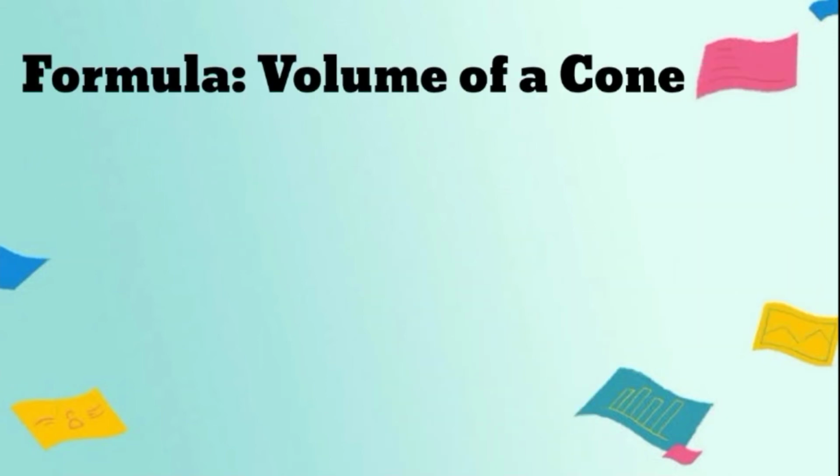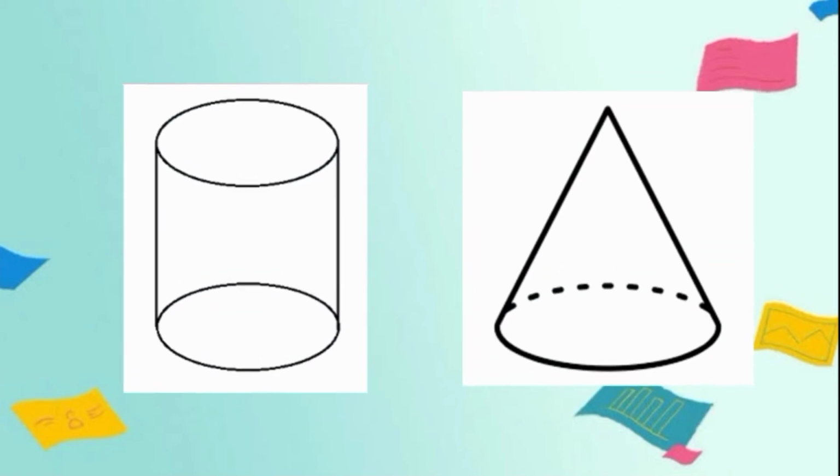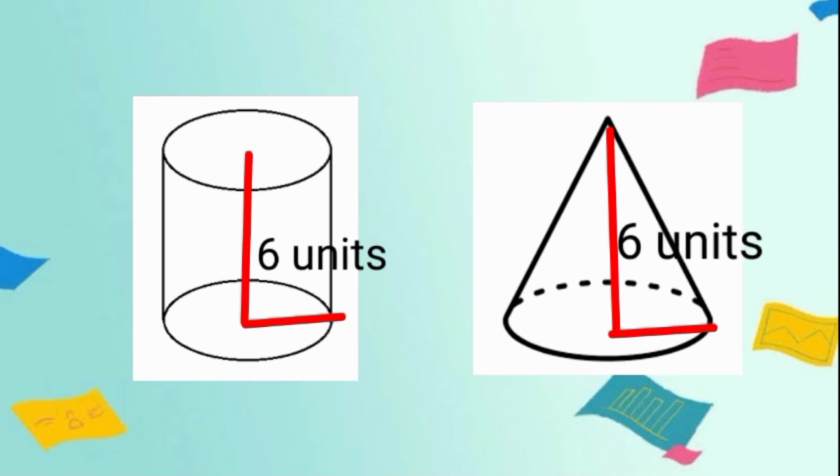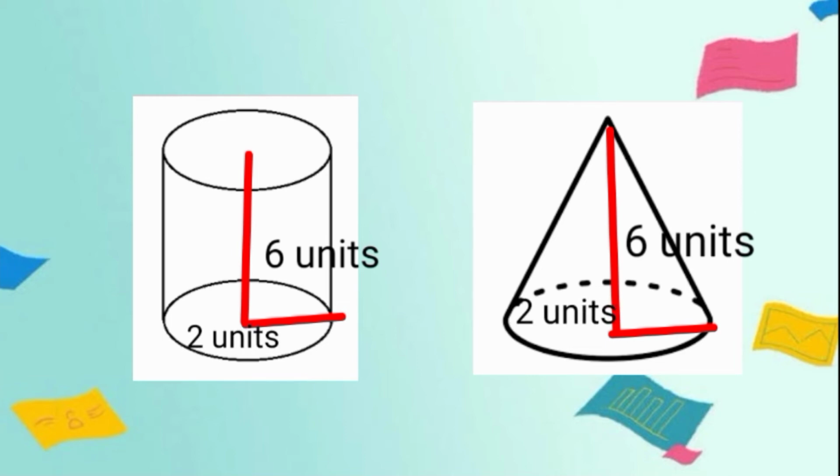To find the volume of a cone, we have to use this formula. Volume is equal to 1/3 pi r squared height. Let us observe the given example. We have here a cylinder and a cone. They both have the same height, which is 6 units, and radius 2 units.